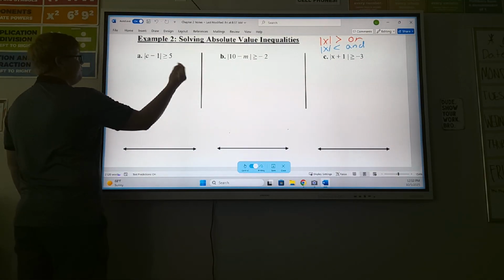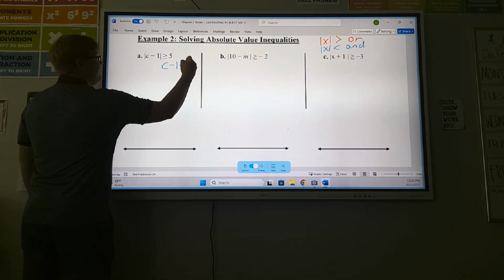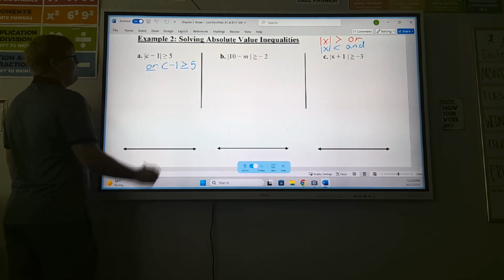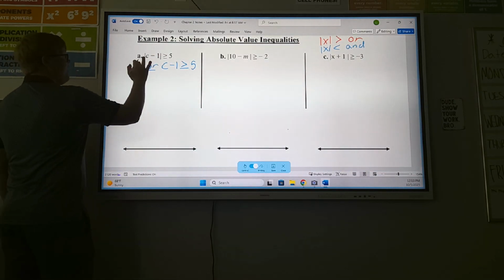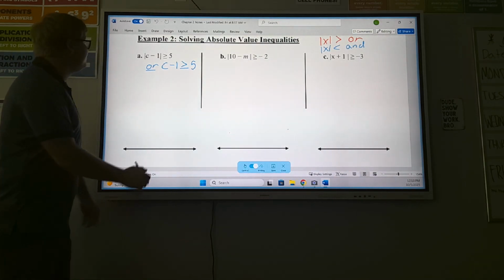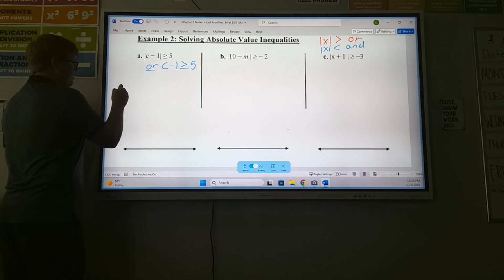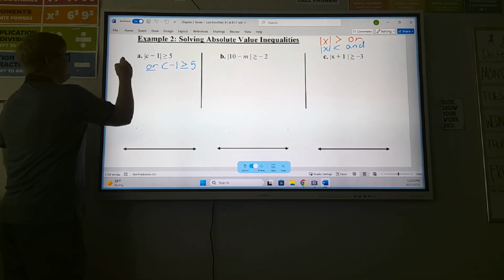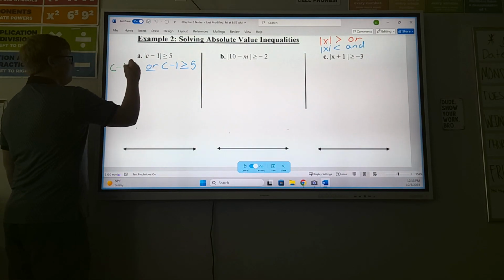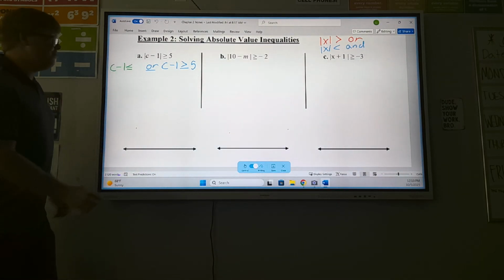So let's copy our first one. Copy and paste. C minus 1 is greater than or equal to 5. Our OR in the middle. Now let's copy what's inside the absolute value. Again, anything in the absolute value bars does not change. So C minus 1. Now we flip our sign and write the opposite of a positive 5. The opposite of a positive 5 is a negative 5.